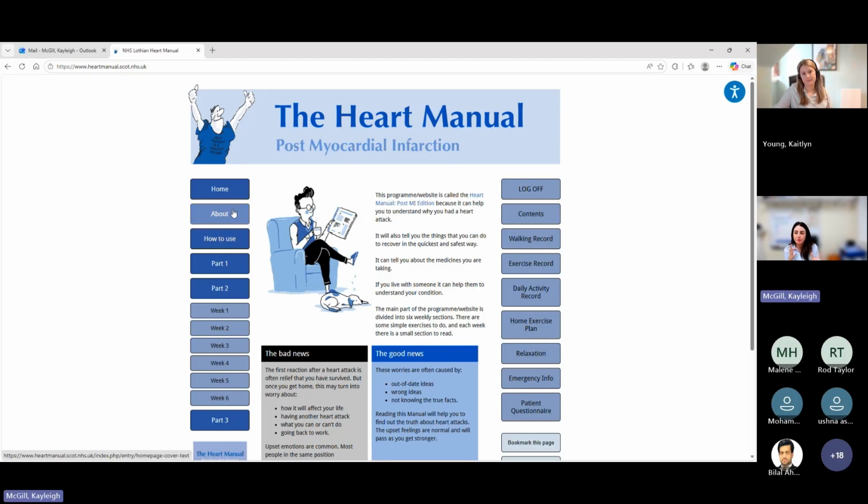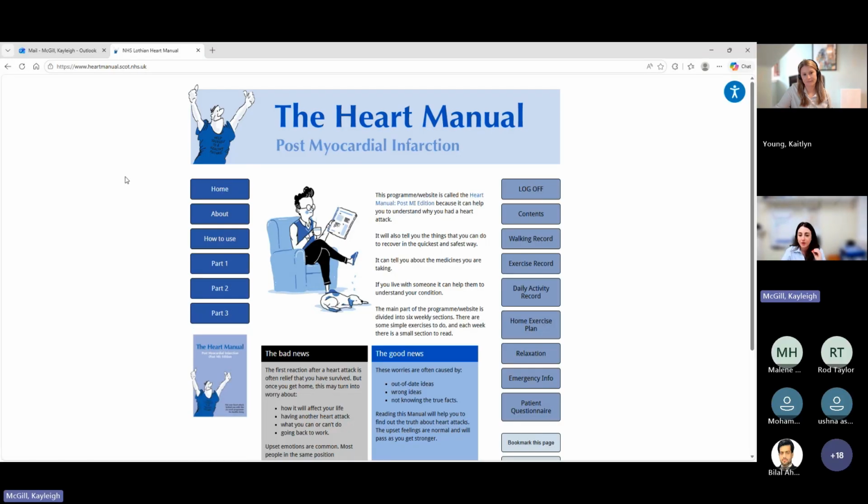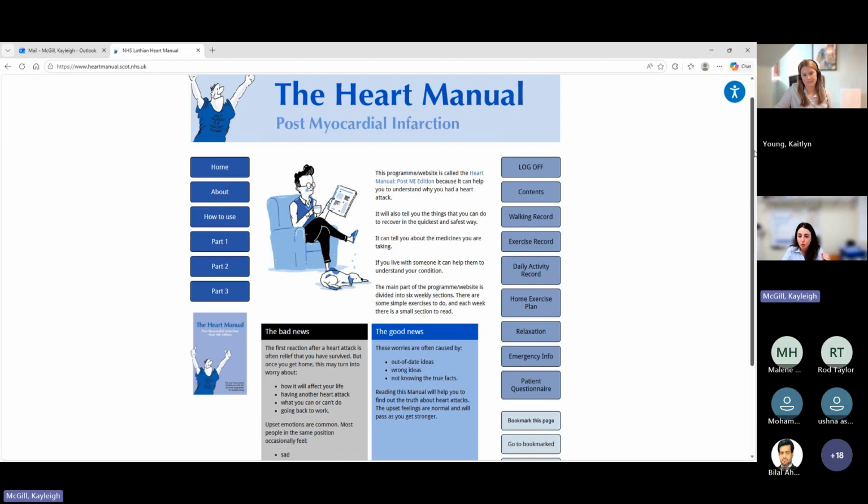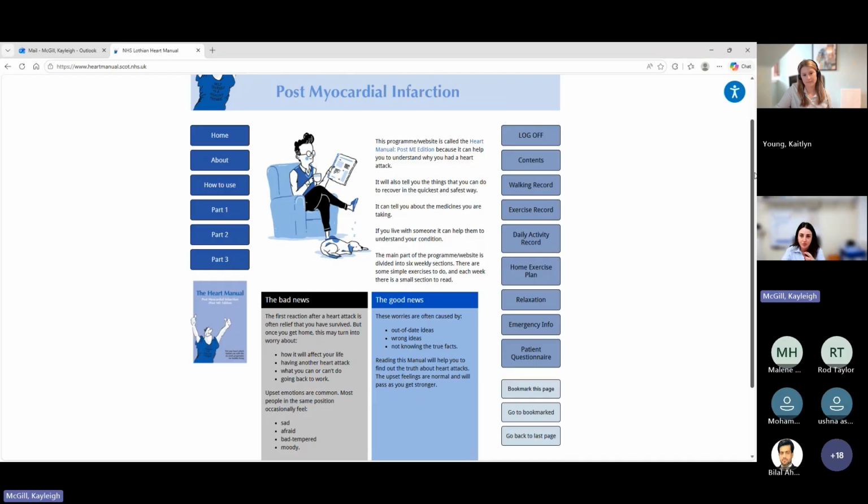So I'm just going to take you through the main components, and again, just point out some of the key resources and components of the programme. So when patients log into our digital heart manual, they'll be automatically on the homepage here. Now this just provides patients with a general overview into the programme and the type of guidance that's provided.